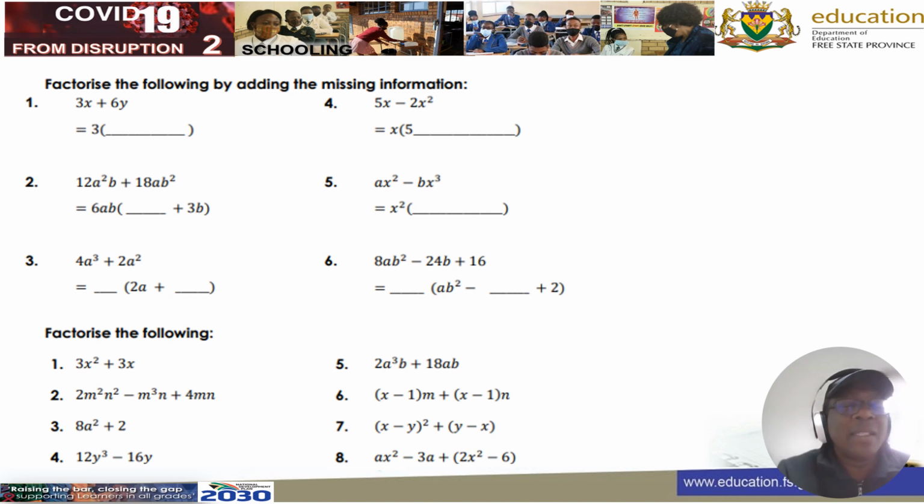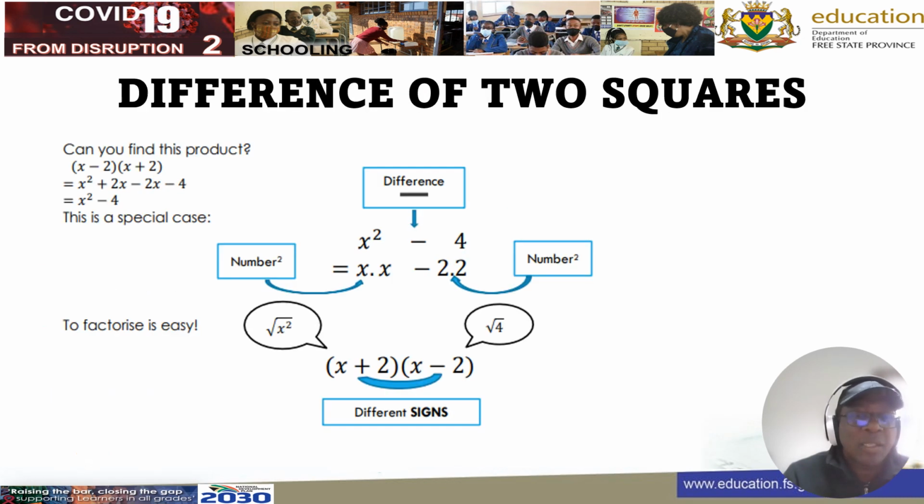Here is an activity that we may complete after we have done this presentation. We have done the second one. Now we come to the next factorization, which is called the difference of two squares.